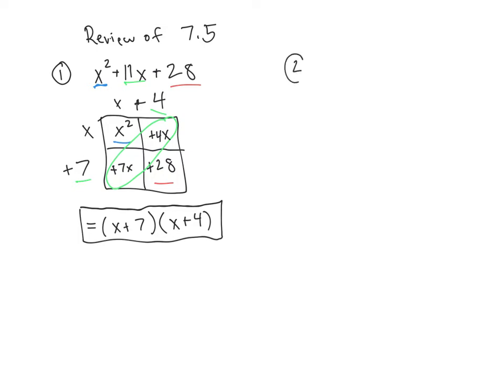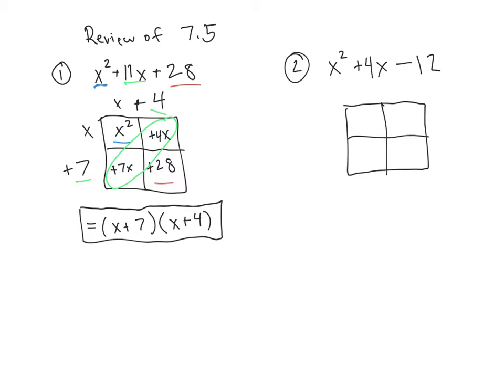I want you to go ahead and try one more. And the one more we're going to try is x squared plus 4x minus 12. All right, so I'm going to end up needing two numbers that multiply to negative 12 and add to 4. You're going to go ahead and work that out with the box. So go ahead and work that out with the box and enter your answer when you're ready.